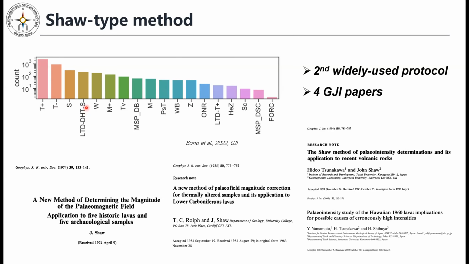And from my point of view, there are at least four most influential papers, all published in GJI, in the development of the Shaw method. So I will introduce them one by one to give the context of the development of the Shaw method and raise some background issues.